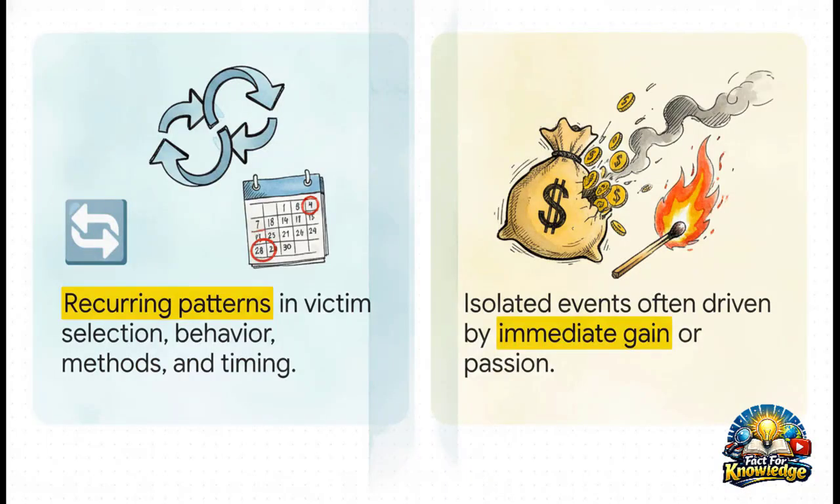When you compare serial offenses with other crimes, a massive distinction pops out. Unlike crimes of passion, which are usually isolated events for immediate gain, serial offenses reveal recurring patterns. We're talking about very specific habits in how they select victims, how they behave, their methods, and their timing. Recognizing these recurring patterns early on is absolutely vital. It's the key to preventing more victims and steering law enforcement toward one single common suspect.